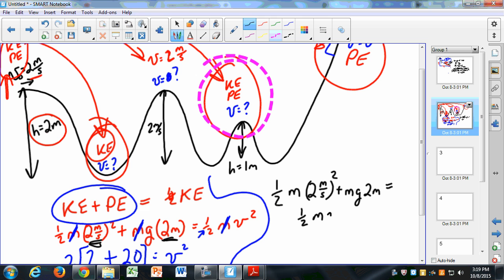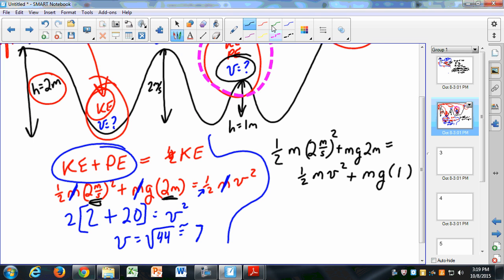1/2 m v squared. Now that v is this one, right? I'm considering that scenario, plus m times g times what? What is my h for this second part? Here it was 2 meters. What is it? 1 meter. That's right. So I put in 1 meter. Now, a lot of it's just keeping the numbers straight, right? Because you've got a lot of numbers floating around and you need to make sure you get the right ones. And then I solve this for v.